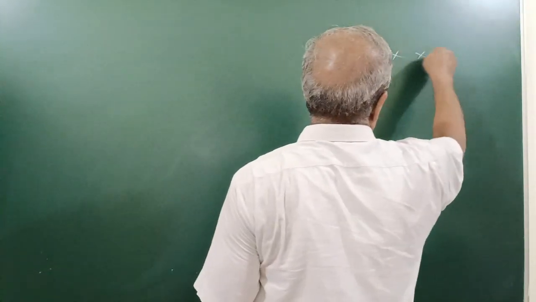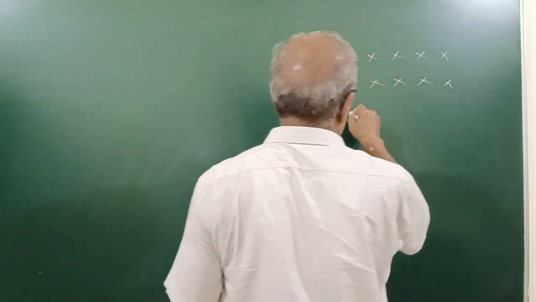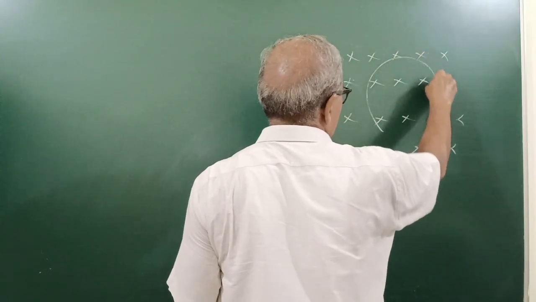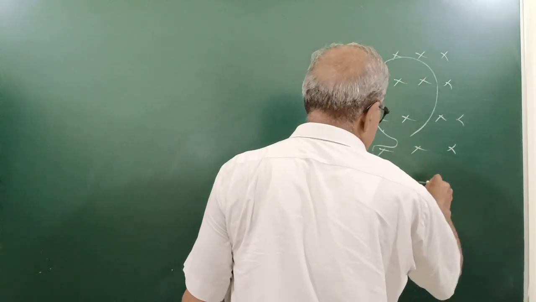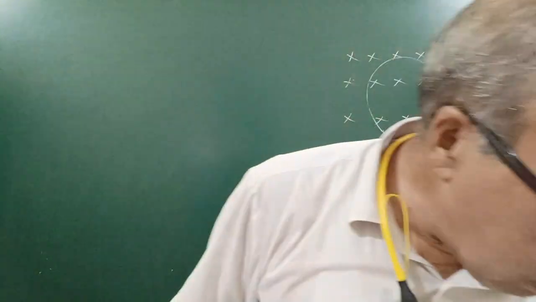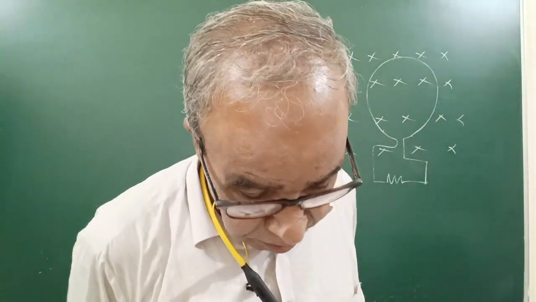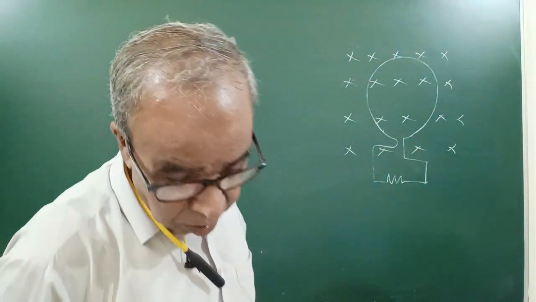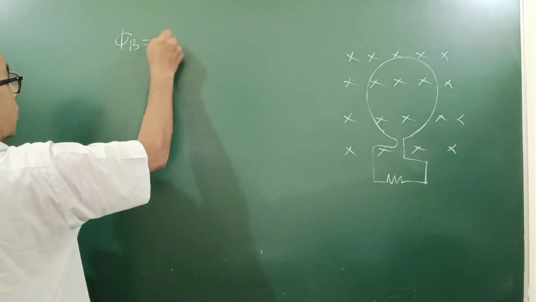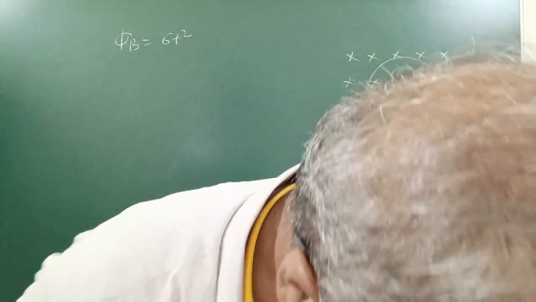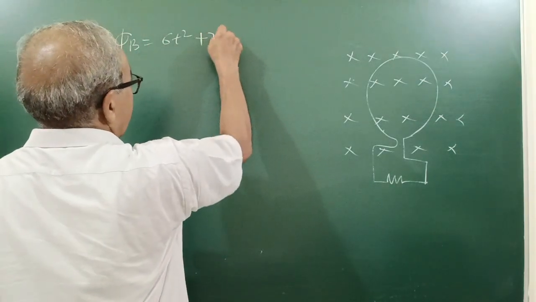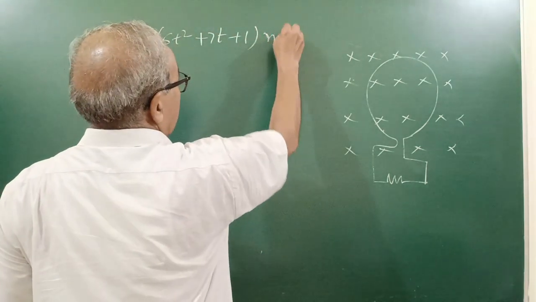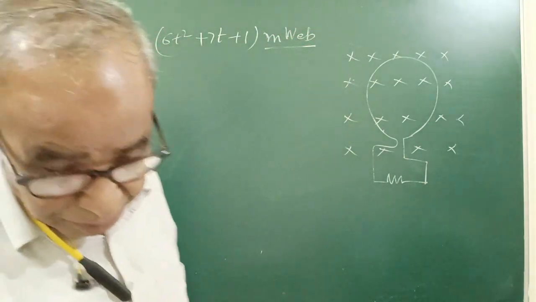Here is a time varying magnetic field, which is normal to the plane of the board and into it. And there is a circular loop here, connected to a resistance R. So you are given in this figure that the magnetic flux through the coil, perpendicular to the plane of the field, is given by phi B equal to 6t square plus 7t plus 1 milliweber.